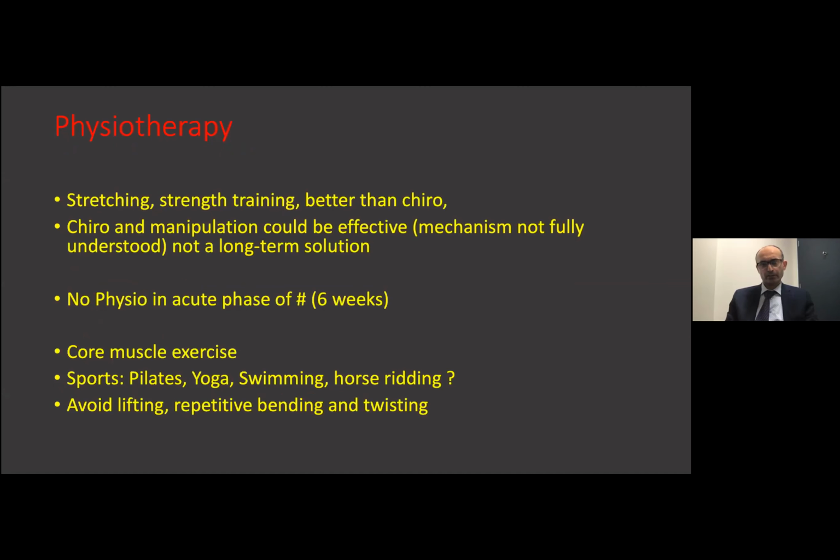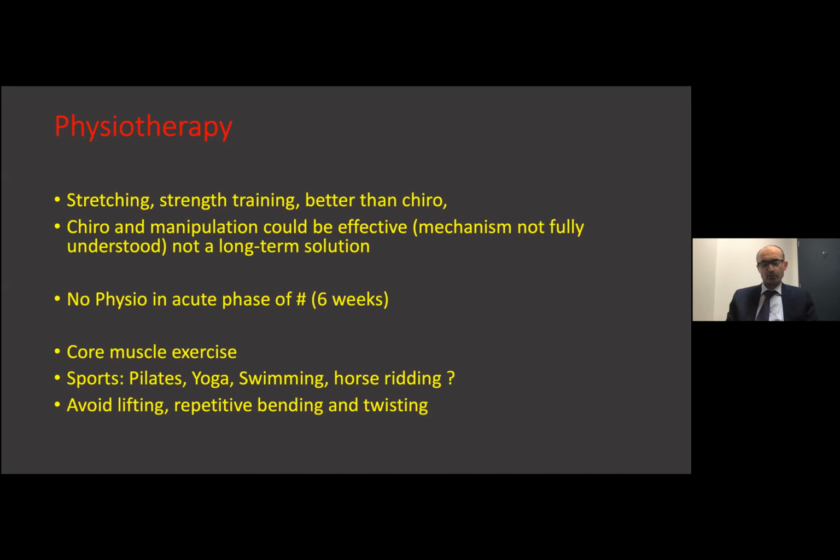Chiro, I think one of the participants asked about the efficiency of chiro. Yes, there is a role for chiro. The mechanism is not fully understood, but it's not a long-term solution. I'm essentially not a big fan of chiro because manipulation without having imaging and not knowing the pathology can be quite dangerous, especially in the cervical spine. It can and has paralyzed patients.